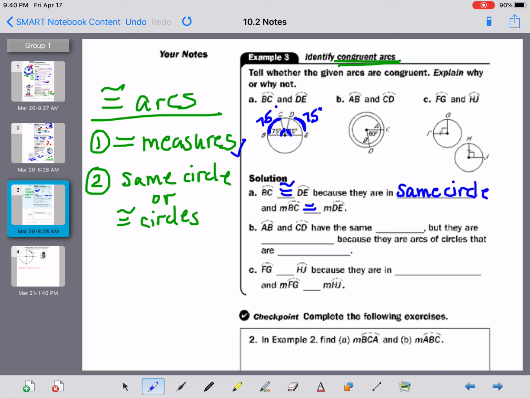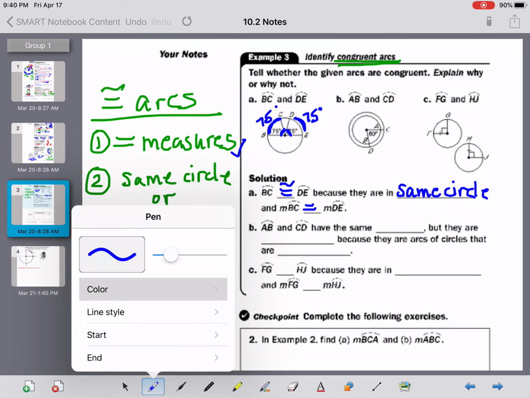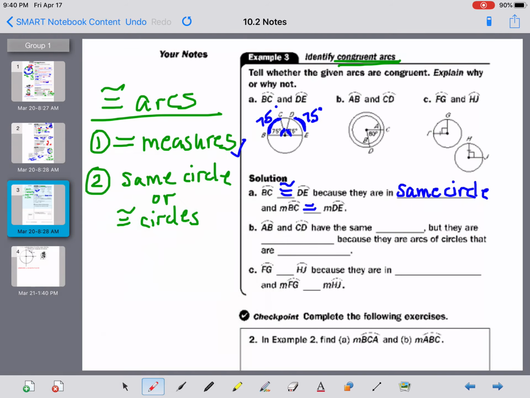All right, let's look at B to see a little bit of change here. So on B, once again, I'm looking at arc AB here and arc CD here. And it looks like they both come from the exact same central angle. So that's kind of obvious that both of them have to have an arc measure of 80. So they definitely have the same measure. So that fills this requirement up here. But then I look at their circles. They're definitely not from the same circle, so no same circle or congruent circles.